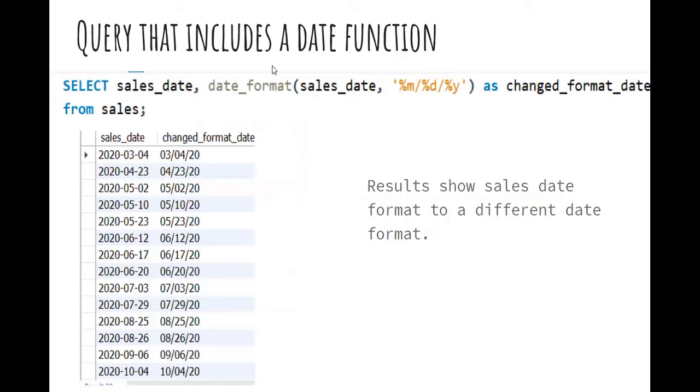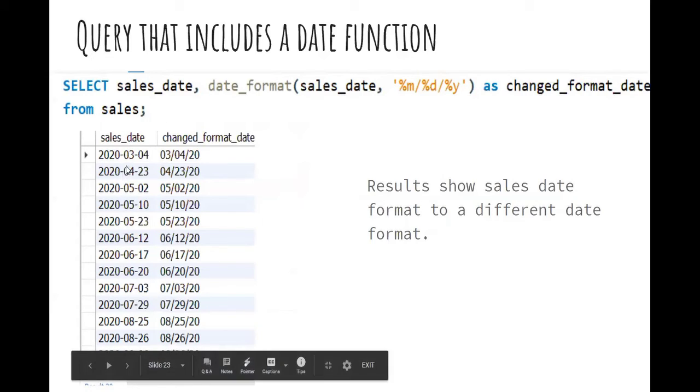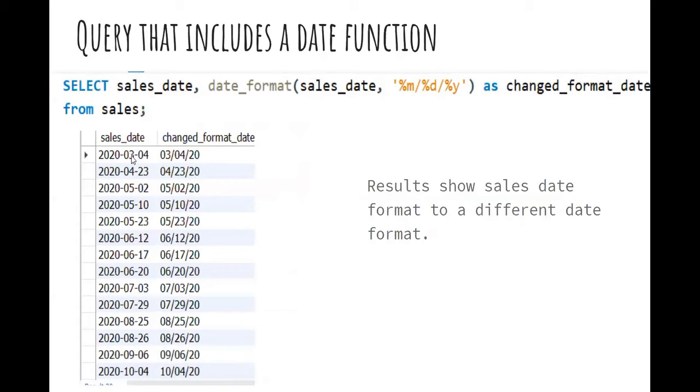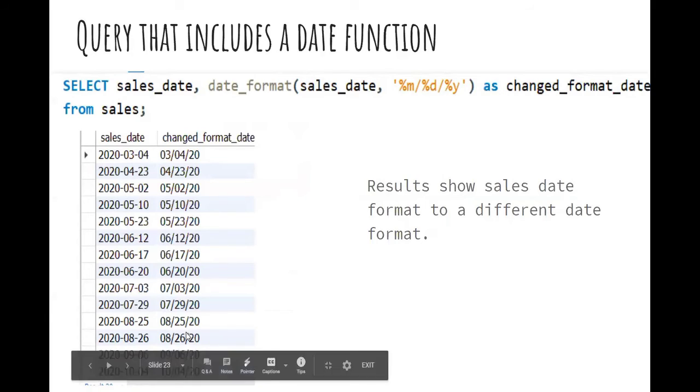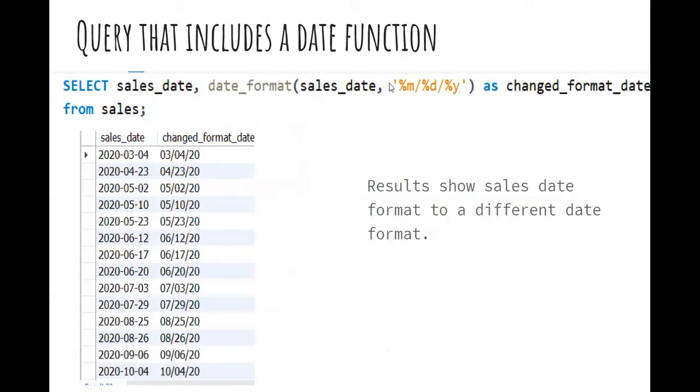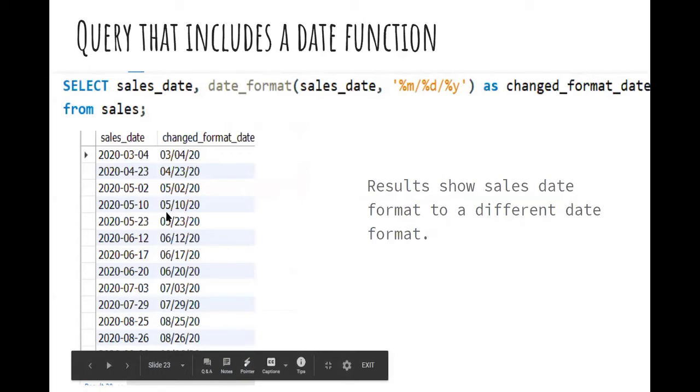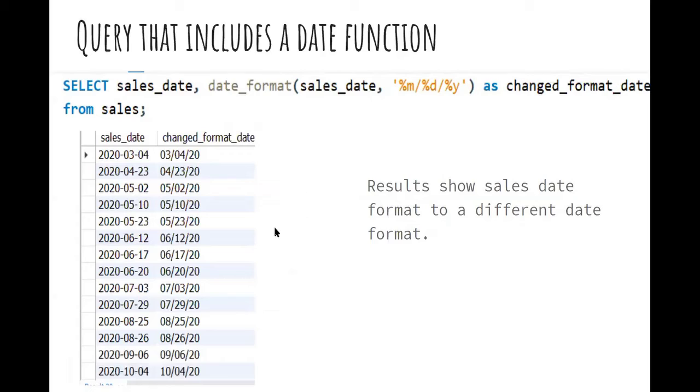This query uses a date function. As you see, this column displays the date as year, month, and then day. In the second column, we use the date format where it displays the month, the day, and then the year. This table shows the different formats being used from the sales table.